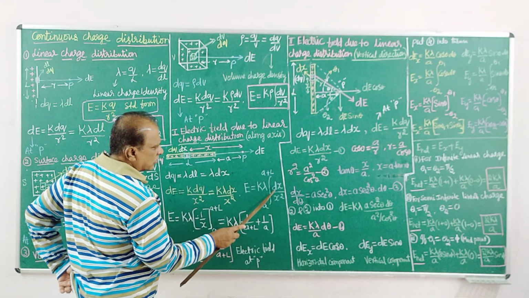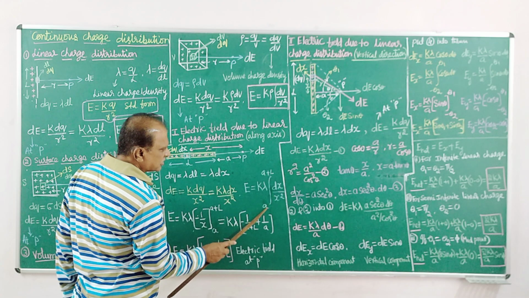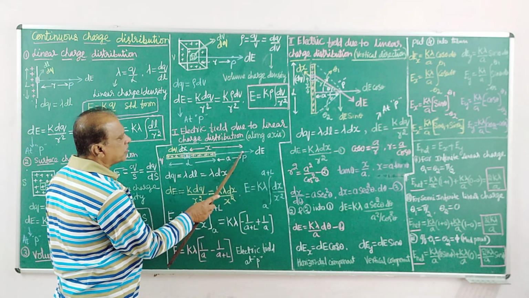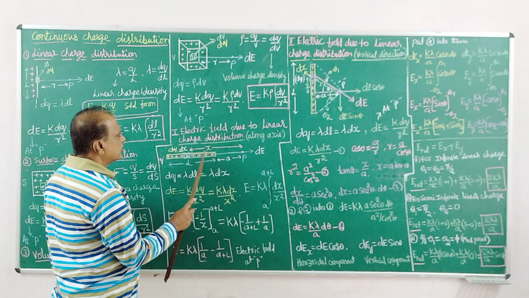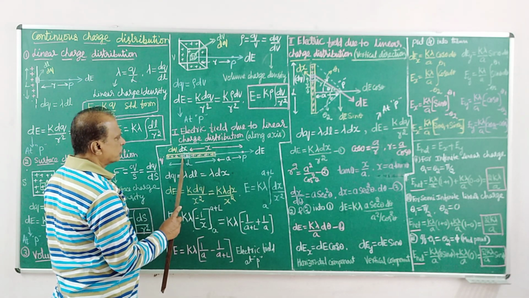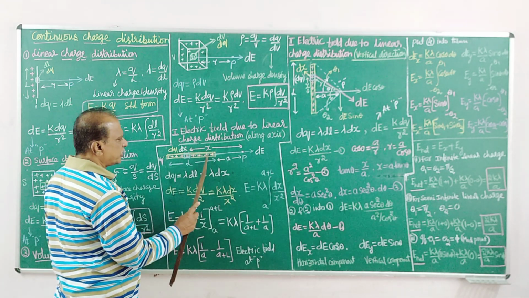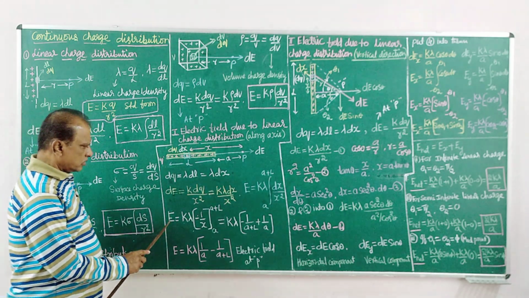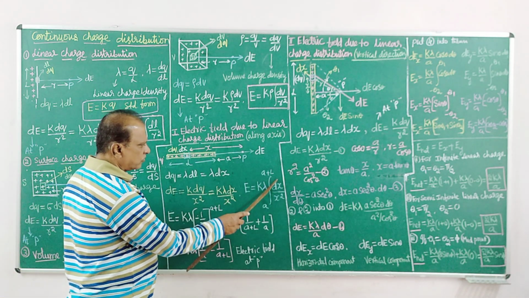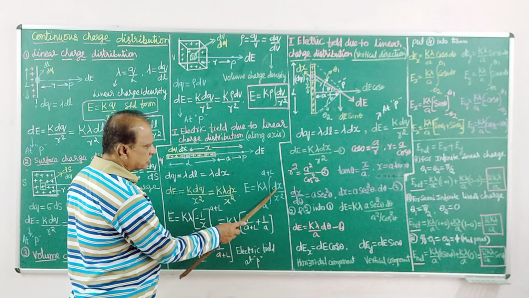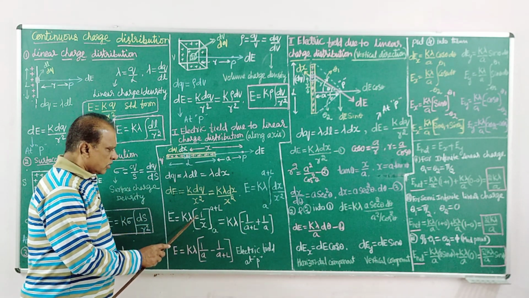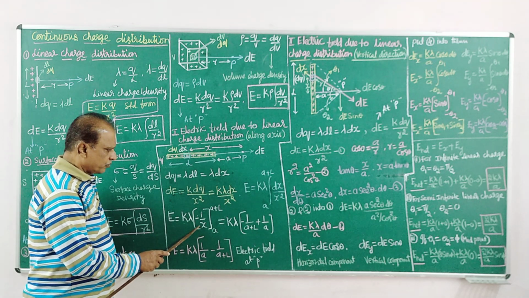Integrate this function with these limits, and we get the total electric field at this point due to this infinite number of charges. They are arranged in this linear fashion. That is why the integration of 1 over x square with dx is minus 1 by x.